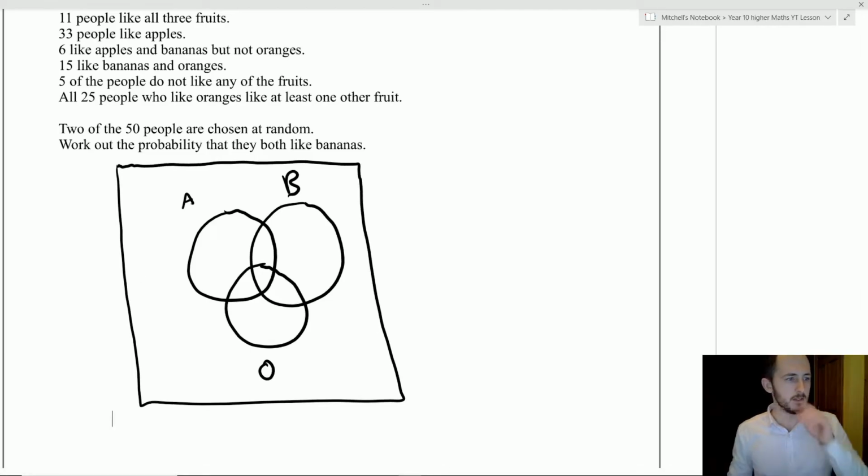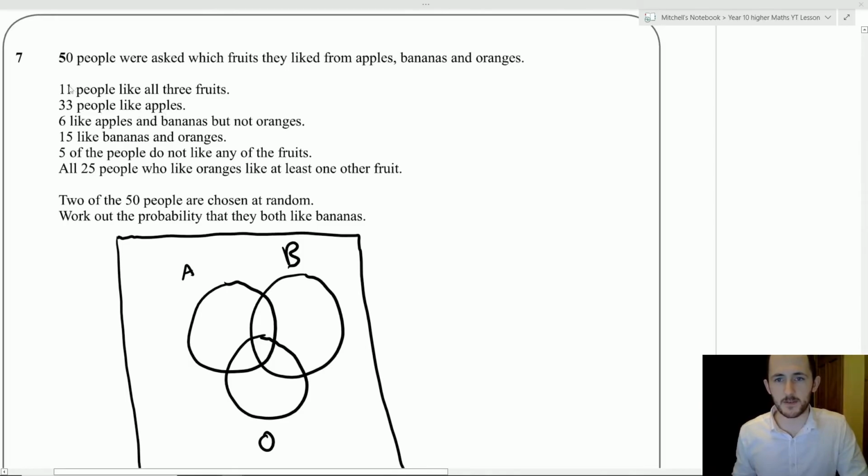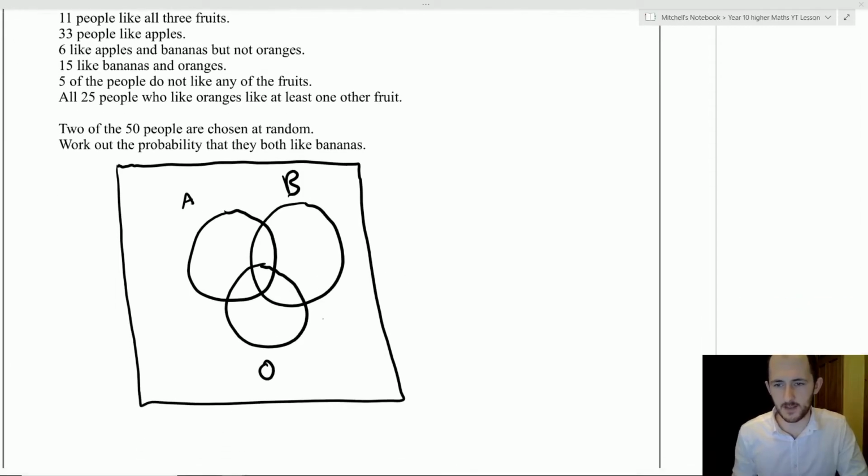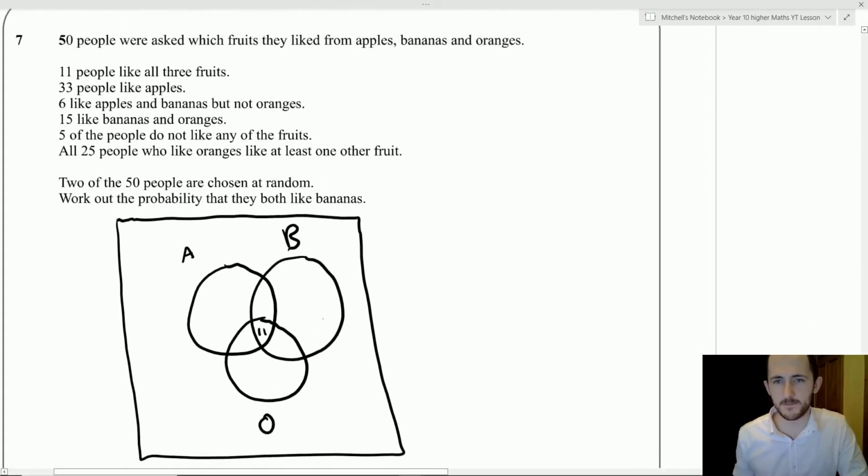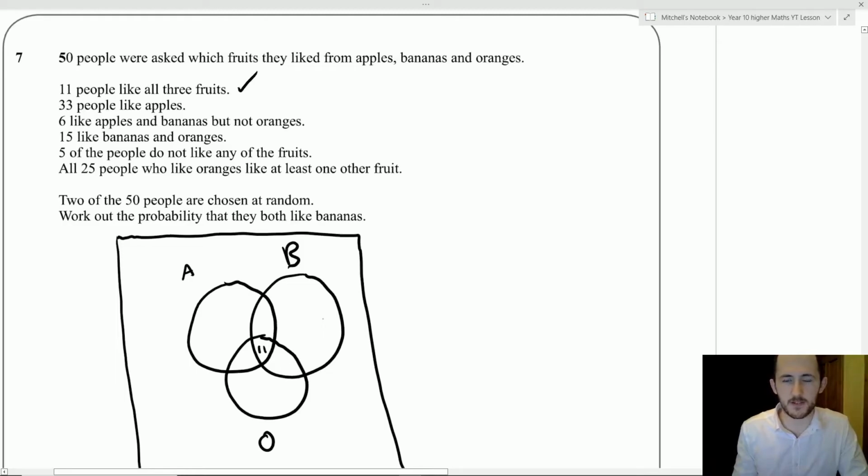This box. Okay. So once again, we'll start from the middle. So it's roughly in order of when we're going to use it. 11 people like all 3, so that makes our life slightly easier. And again, tick off the piece of information. 33 people like apples. Again, I like to work my way out, so I'm going to skip that.